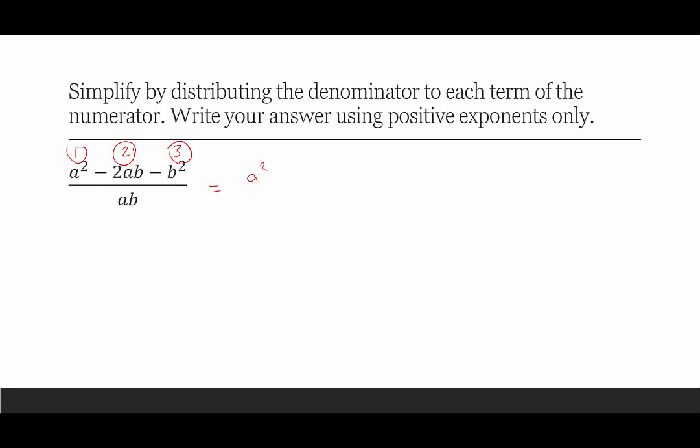So we're going to say a squared divided by ab minus 2ab divided by ab minus b squared over ab. And you'll notice what I put in between each of these now separated terms is what I saw in the numerator. So I saw a subtraction, so I put a subtraction here. I saw another subtraction, I put a subtraction here. So that's where those signs came from. Now we're ready to simplify each term separately.